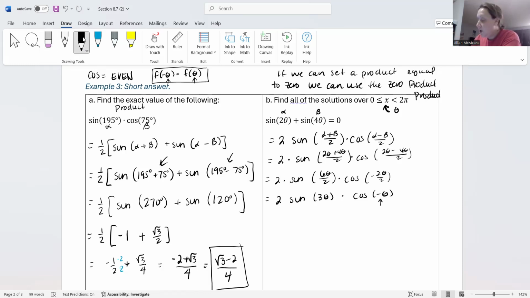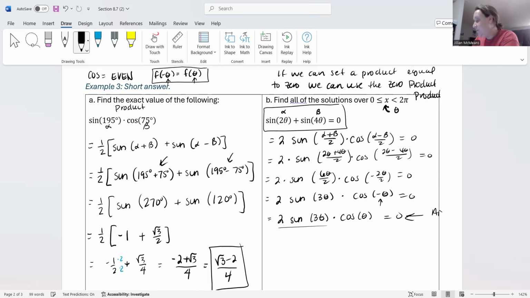Okay, so what we're going to do is rewrite this as 2 times sine of 3 theta times cosine of just positive theta, again, because cosine is even, and we're going to say all of this is equal to 0. So what we've done is we've taken a sum and we've rewritten it as a product and it equals 0. So now we can apply the zero product property.